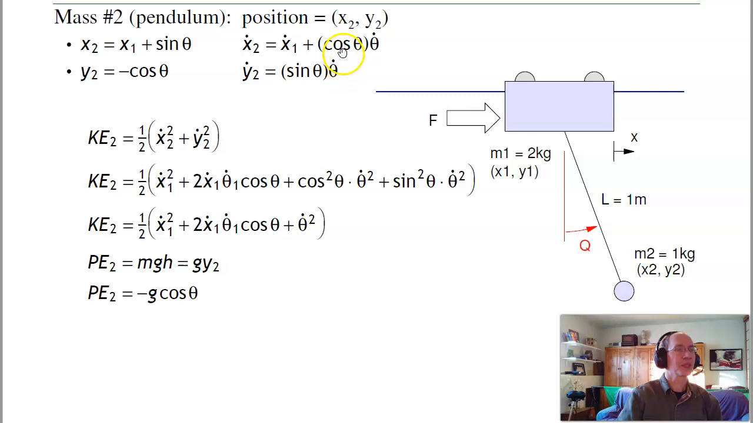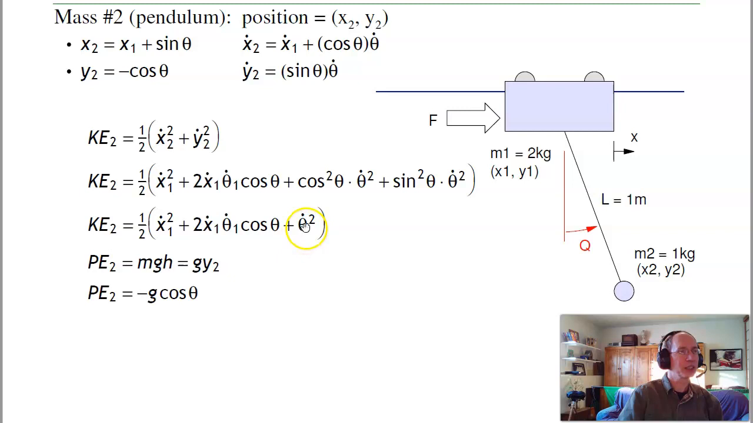Now I can find the kinetic energy. The kinetic energy is 1/2 mv². Substituting x2 dot, squaring it, and y2 dot, squaring it. Cosine squared plus sine squared is 1, gives you a theta dot squared.